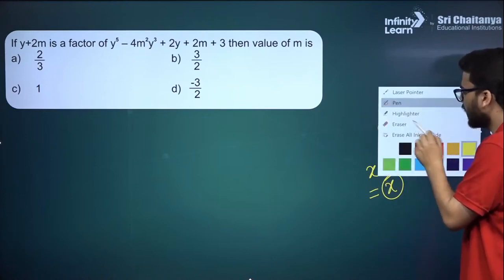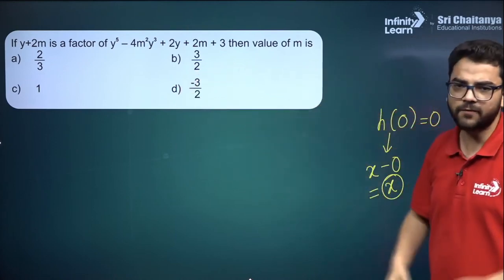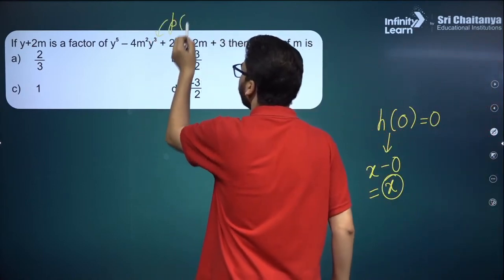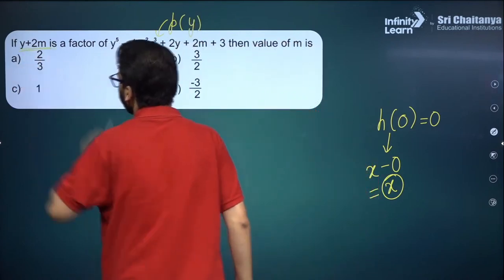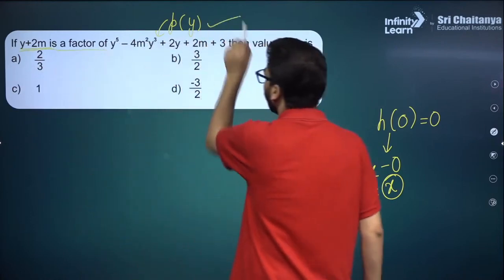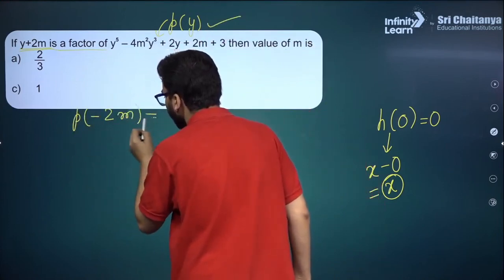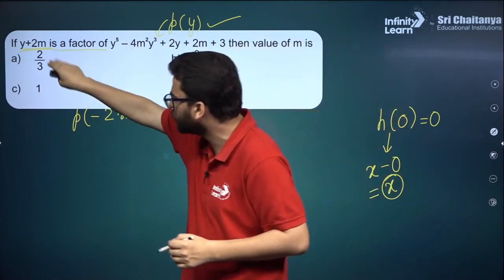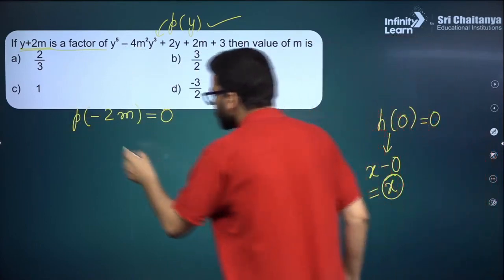Okay, so let us do this question over here, guys. It is given that y plus 2m is a factor of this polynomial, then we have to find the value of m. Suppose the name of this polynomial is p of y, because it is in variable y. So if we are dividing the polynomial by y plus 2m, and it is given that this is a factor of p of y, so can I not say that p of minus 2m is equal to 0, yes or no? Tell me, guys. P of minus 2m is equal to 0 because you are dividing this polynomial by y plus 2m, and it is given that y plus 2m is a factor of this polynomial. So p of minus 2m is equal to 0.